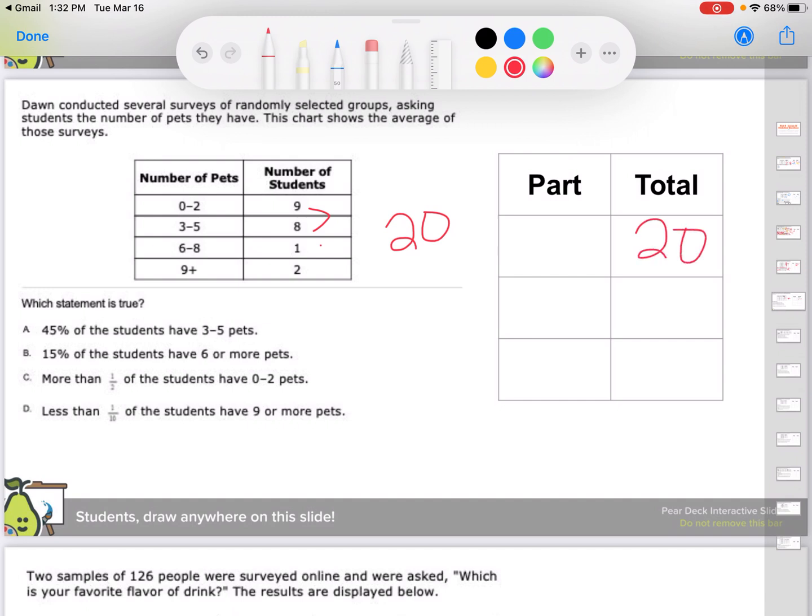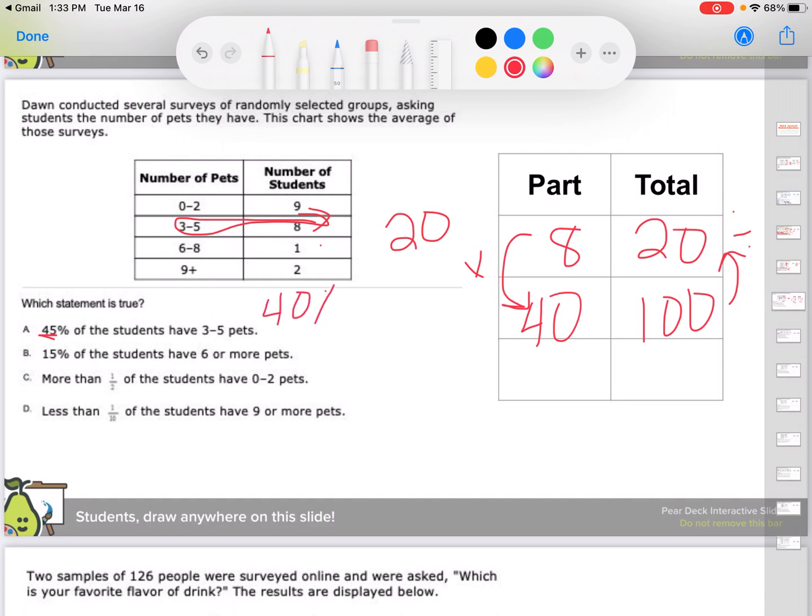45% of students have 3 to 5 pets. Well, that's 8 out of 20, and I want to get 100% because I'm doing it out of a percentage, so I want to do it out of 100. So I'm going to divide going this way and multiply coming this way. So 100 divided by 20, and then I'm going to multiply by 8, and I get 40. So I get 40% here. So maybe, let's keep going.